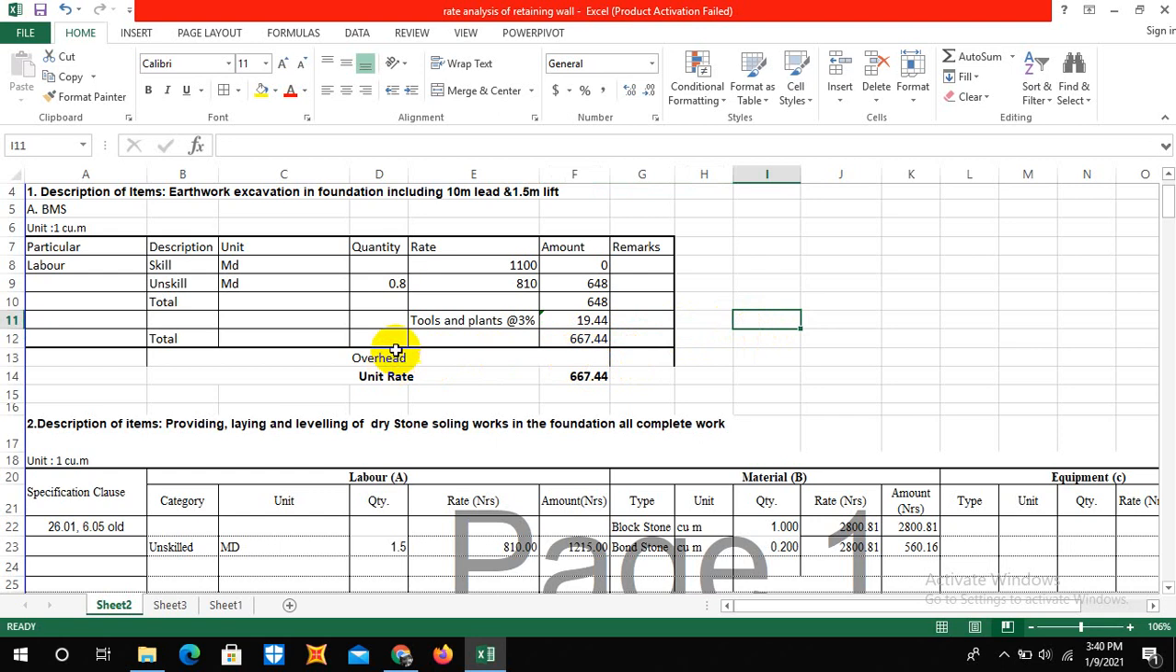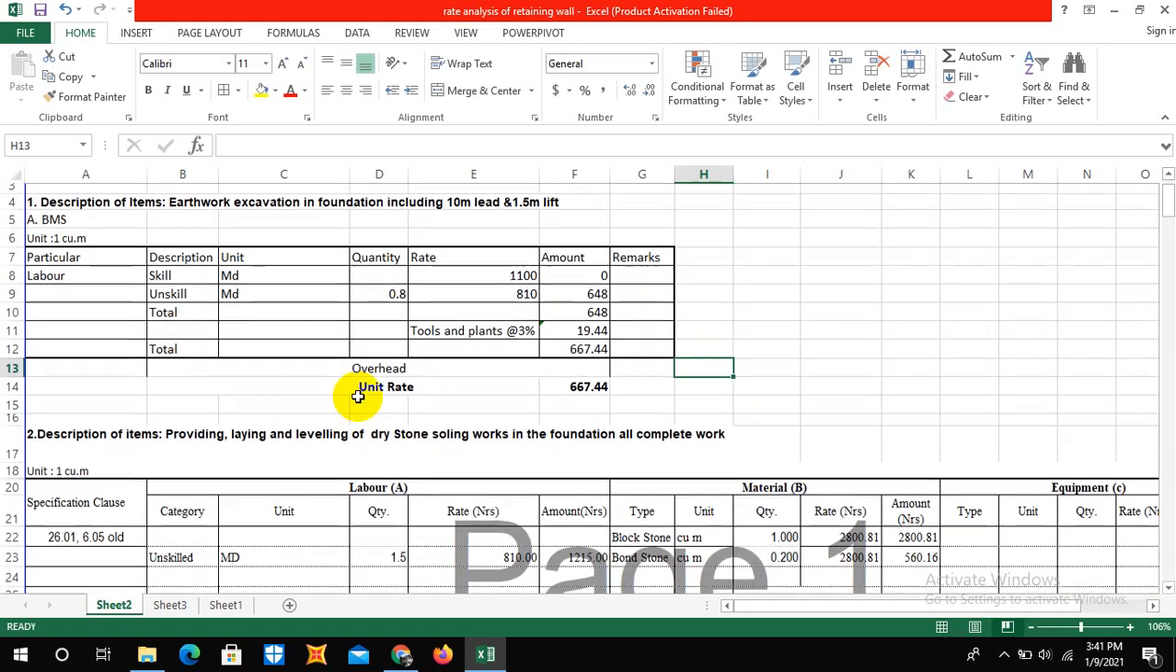If you want to add the overhead of 15%, you can simply multiply this by 0.15, and then you can add it, and the total unit rate adding overhead will become this plus this, which is 767.556. In our case I have not added overhead, so our rate has become 667.44. I hope you are understanding this video.